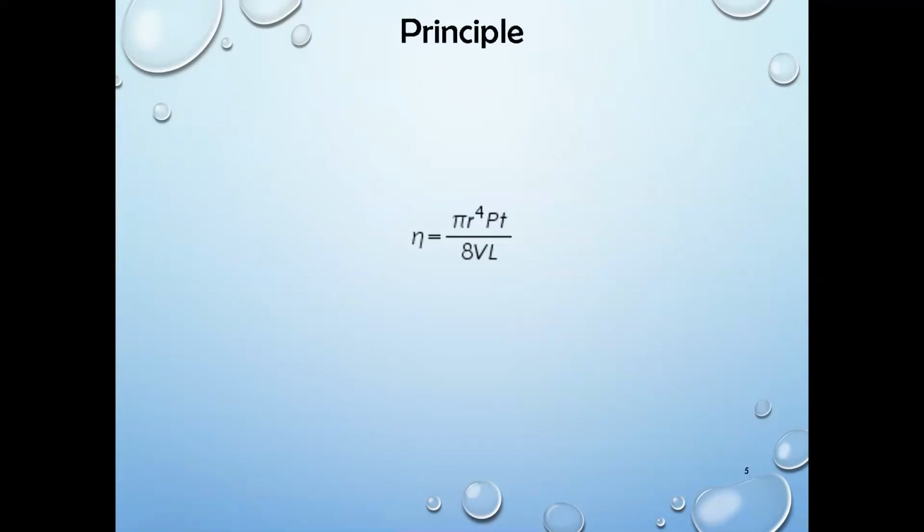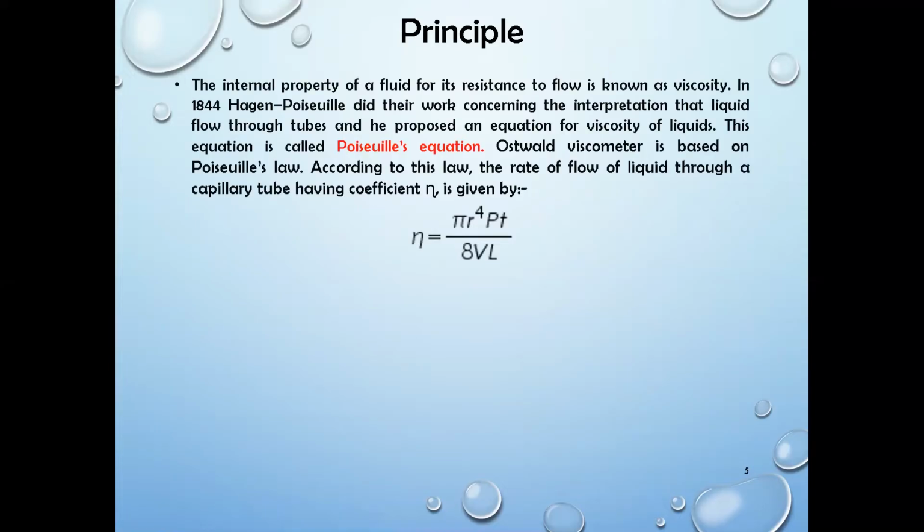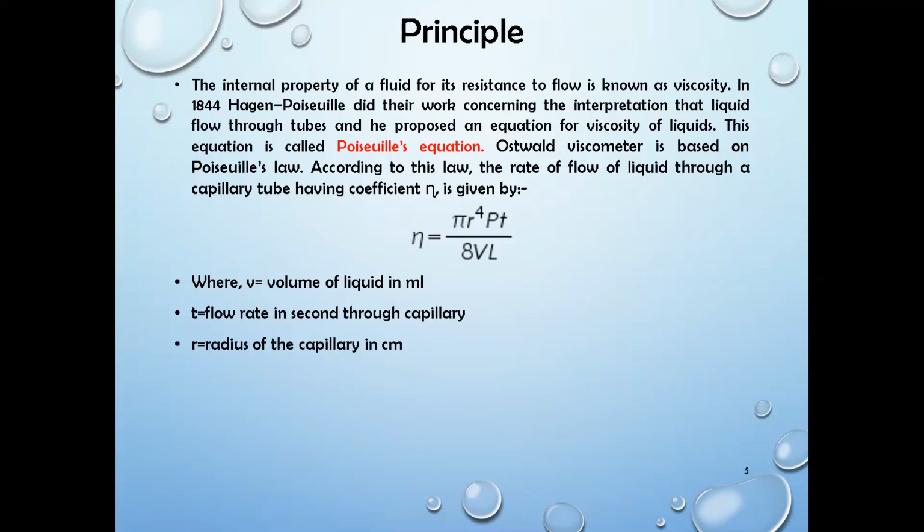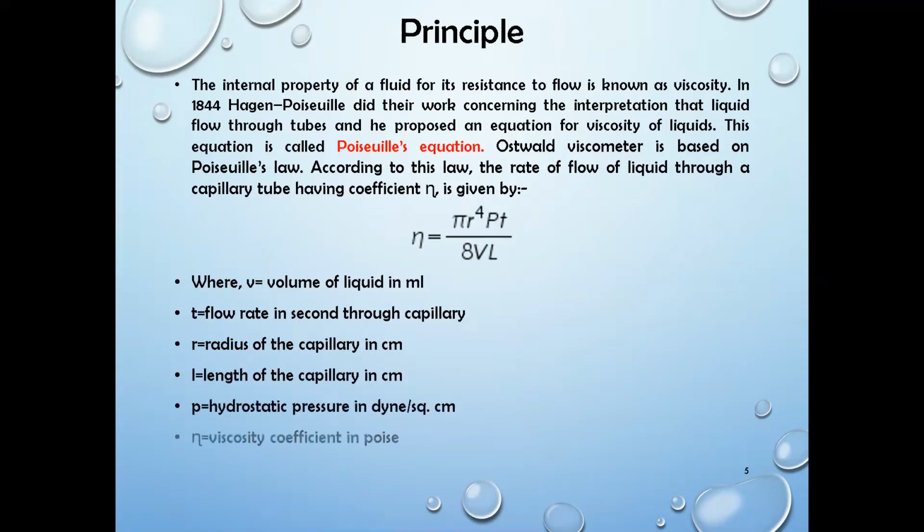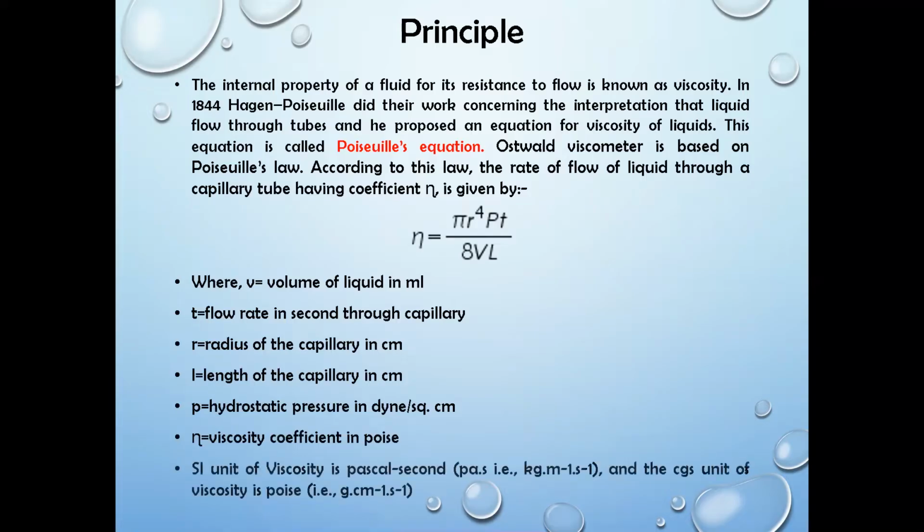Ostwald viscometer works on the principle of Huygens-Poiseuille's equation. So here you can see the equation of Poiseuille's: eta is equal to pi r raised to 4 pt divided by VL, where V is the volume of the liquid in ml, T is the flow time in seconds through capillary, r is the radius of the capillary in centimeter, L is the length of the capillary in centimeter, P is the hydrostatic pressure, and eta is the viscosity coefficient in poise.